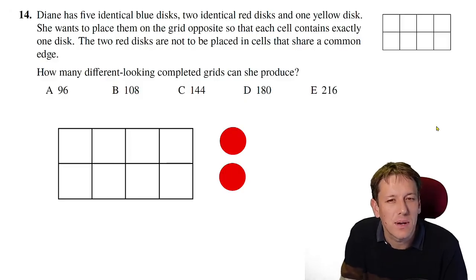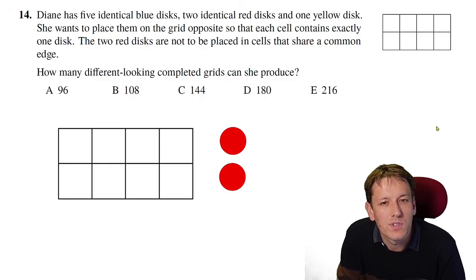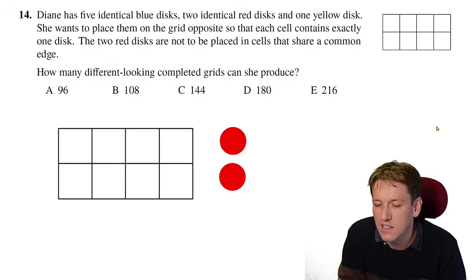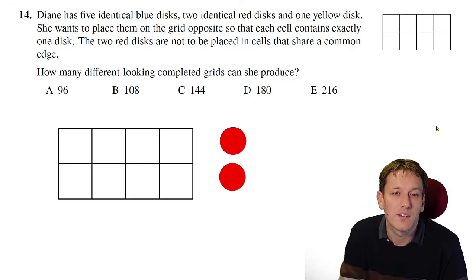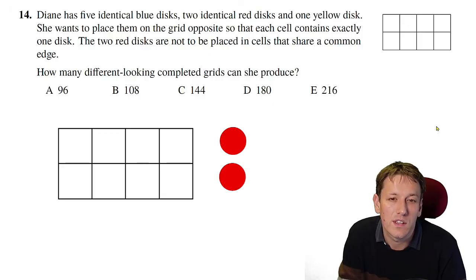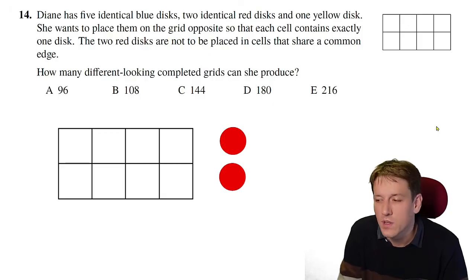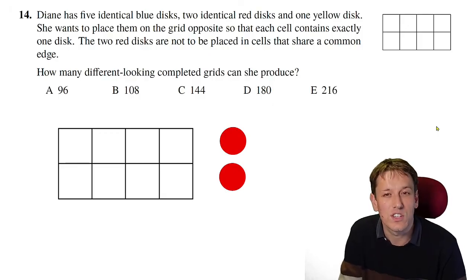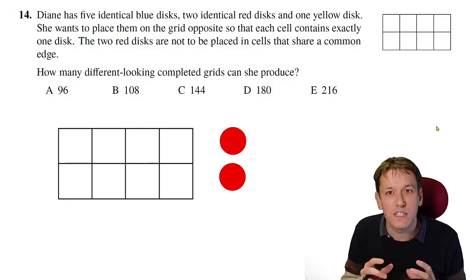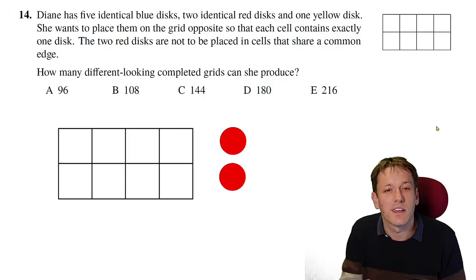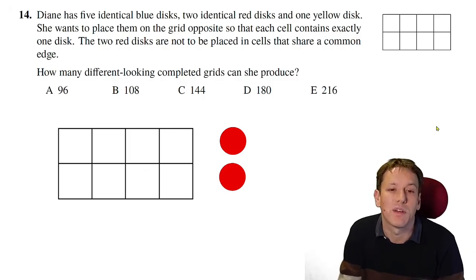disc. And she's going to place them in this grid, and I've just made a bigger copy of this down here, so that there's one of these discs in each cell. The 2 red discs can't be placed in cells that have a common edge. So now I think the key to this question, I mean there are other ways of doing it as well, but I think because there's this sort of restriction on the red discs, it makes sense to start by thinking about where the red discs go. At least that's how I thought about it.